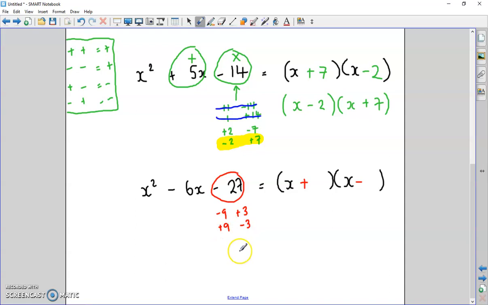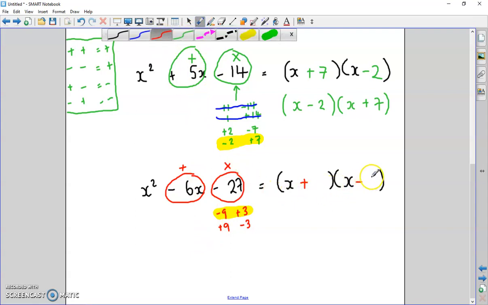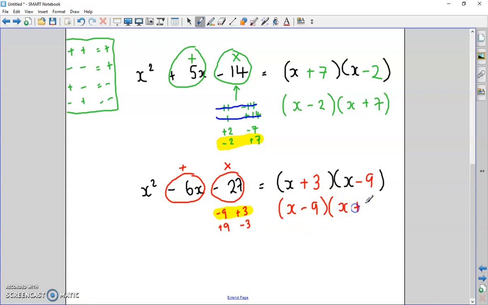Okay. Only one of those pairs will give us minus 6. Remember, they've got to add to make minus 6. And it would be the first pair. Minus 9 add 3 is minus 6. So in my brackets, it's minus 9 and plus 3. Okay, or the other way around, minus 9 can go first if you want, and the plus 3 can go second.